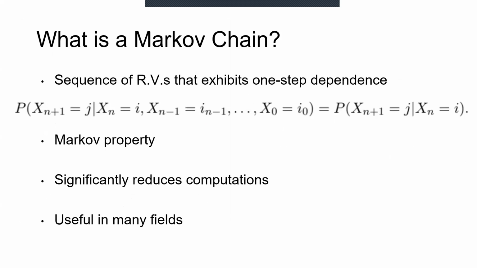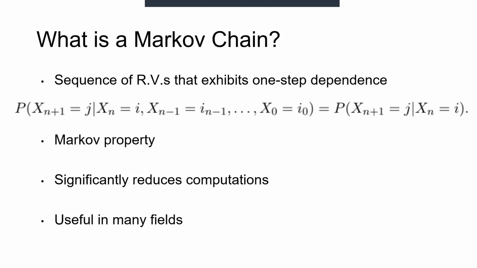So what is a Markov chain? A Markov chain is a sequence of random variables that exhibits one-step dependence, which follows the Markov property. That states that the past and the future events are conditionally independent given the present. So we only need the most recent state to predict the future state. If we wanted to go from I to J, normally we would have to condition that against all the moves previously made before I to find the probability of moving from I to J.